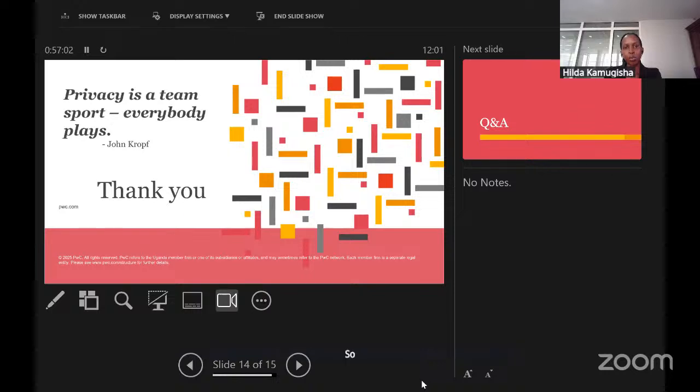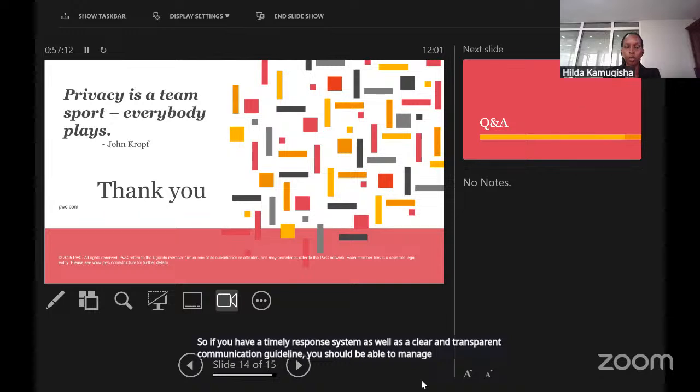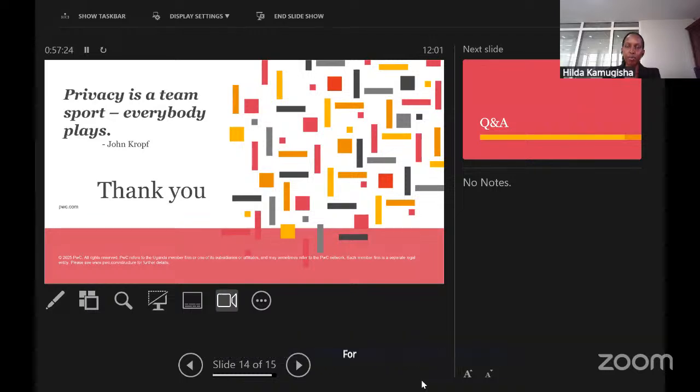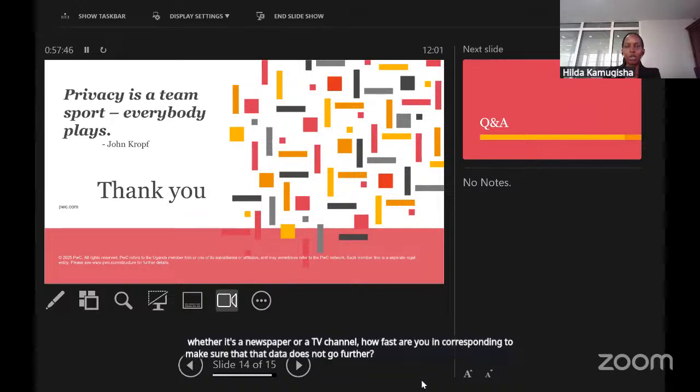So if you have a timely response system, as well as a clear and transparent communication guideline, you should be able to manage the expectations of your stakeholders, but also the affected data subjects. So the explanation, the root cause analysis, as well as the mitigation measures that you communicate. For example, if personal data has leaked to the public, which was not supposed to go out, how fast do you retract it? How fast do you communicate to the stakeholders or the people that are involved in that disclosure? Whether it's a newspaper or a TV channel, how fast are you in corresponding to make sure that that data does not go further? So it's all about how you handle it.